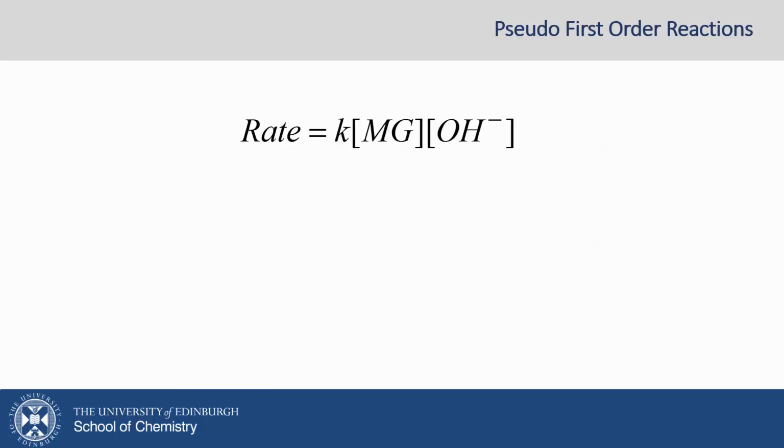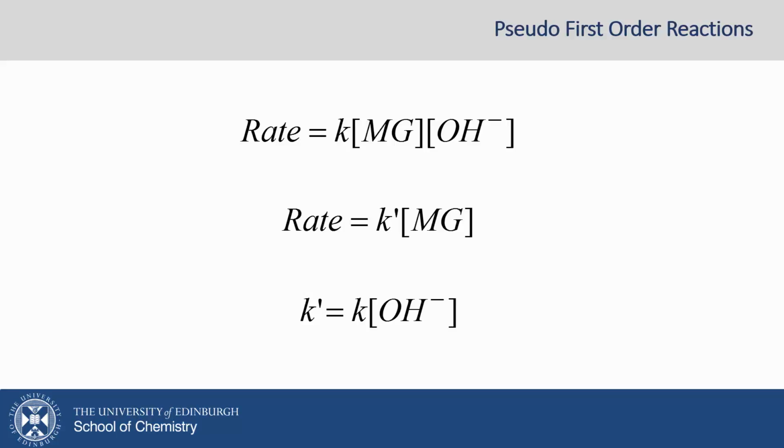This means in practice that we can make the following simplification. If the rate of a second-order reaction between malachite green, Mg, and hydroxide ions, OH-, is given by this rate law, then in excess concentration of hydroxide ions, we can say that the rate of reaction is simplified to the pseudo first-order conditions, and hence is given by this rate law, where K' is the pseudo first-order rate constant.